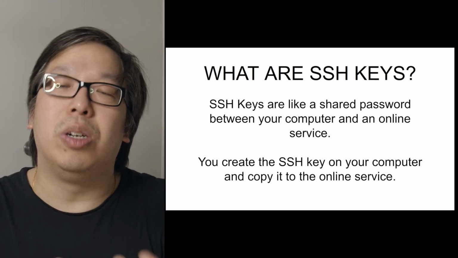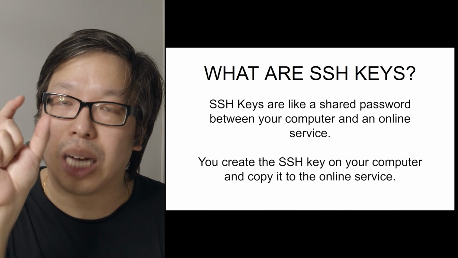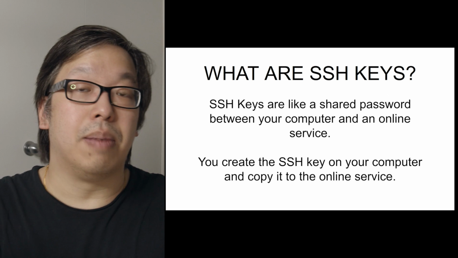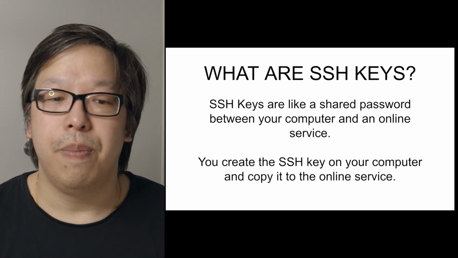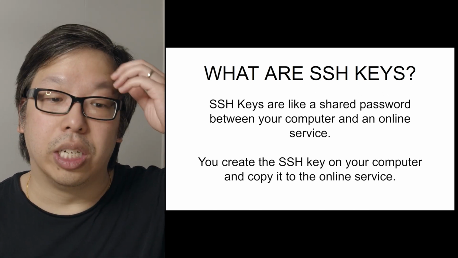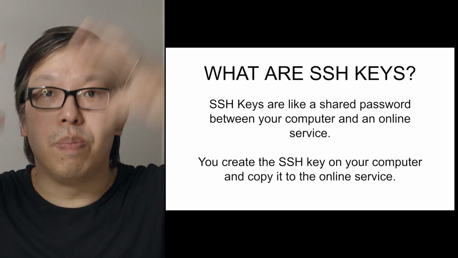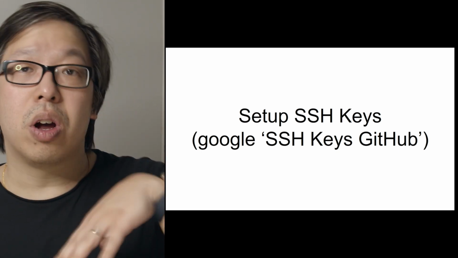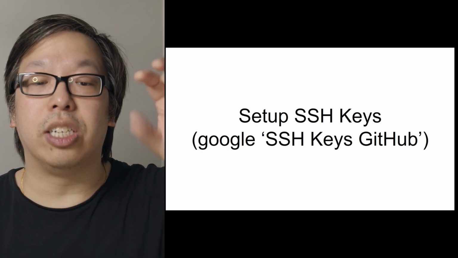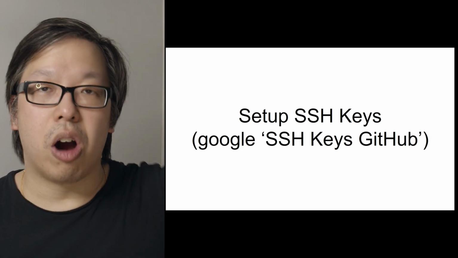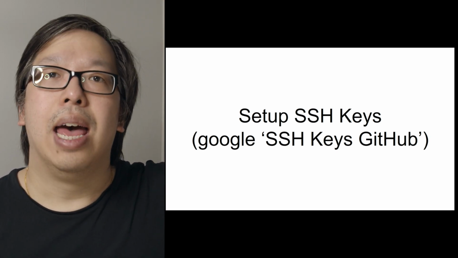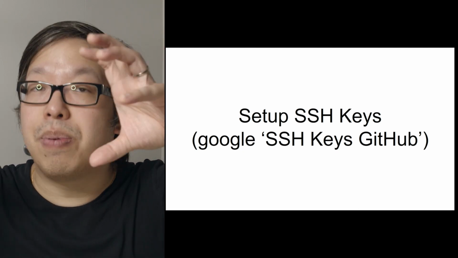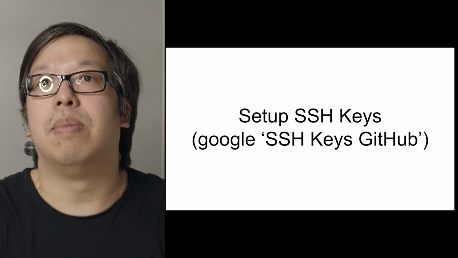The way you go about doing it is you create that shared password on your computer, and then you copy and paste it onto github.com, and then github.com knows that you two can talk to each other now. So that's what SSH is. It's basically a way for your computer to talk to other services. Like I said, we're not going to go through it here, but if you Google SSH keys GitHub, there's a great article that walks you step by step on how to do that. And just remember at a high level what you're doing. You're basically creating a password on your computer and copying that password onto github.com.